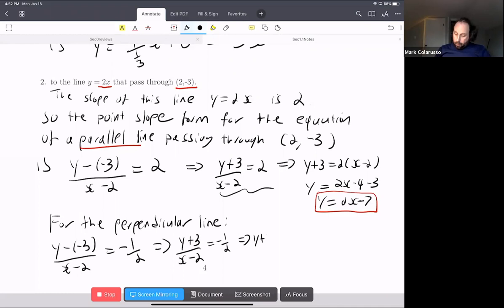So y plus 3 is minus 1/2 x plus 1. All right, so if you multiply minus 1/2 by (x minus 2), you get minus 1/2 x plus 1. And so I can rearrange this, and you get y is minus 1/2 x minus 2.